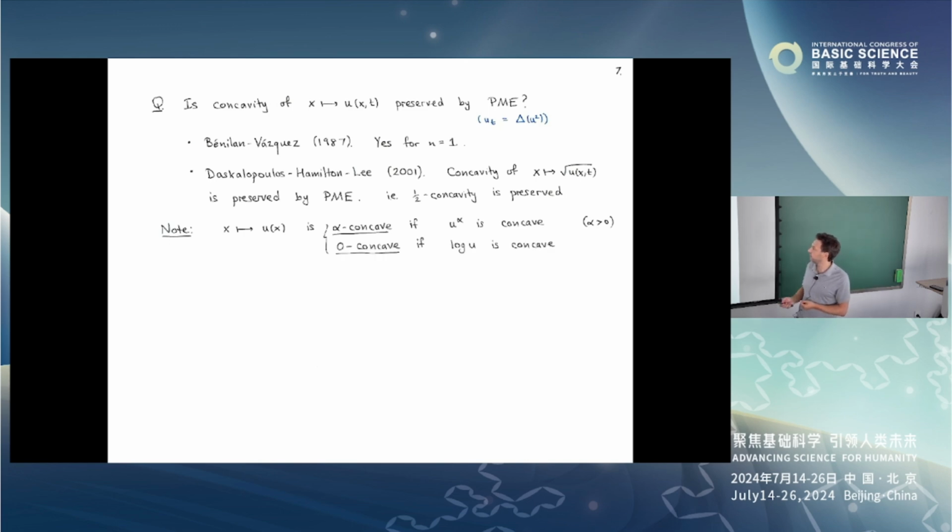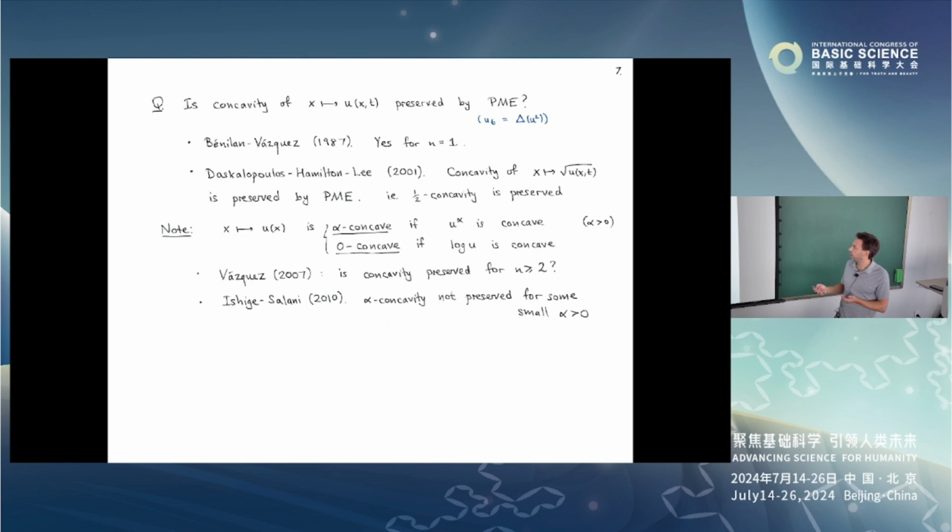And then we say that log U being concave, we call that 0 concavity. So just some terminology. Vasquez, in his monograph on the porous medium equation in 2007, asked the question: is concavity preserved in higher dimensions? It still wasn't known. There was a partial result by Ishige and Salani who showed that alpha concavity is not preserved for some non-explicit but small positive alpha.